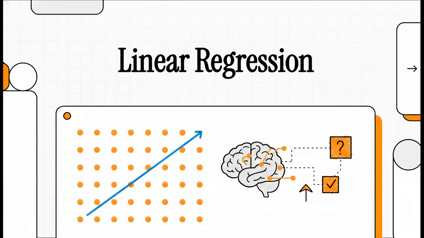So, have you ever wondered how a computer can predict something like the price of a house or forecast a company's sales? Well, a lot of the time, the magic behind it is a tool called linear regression. And today, we're going to break down exactly how machines learn to, well, predict the future.